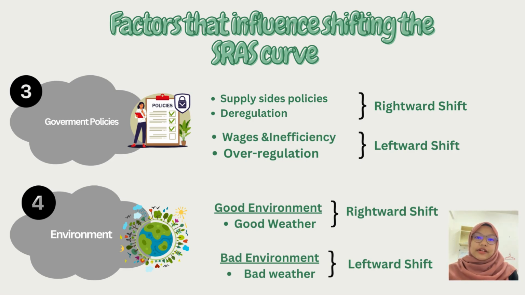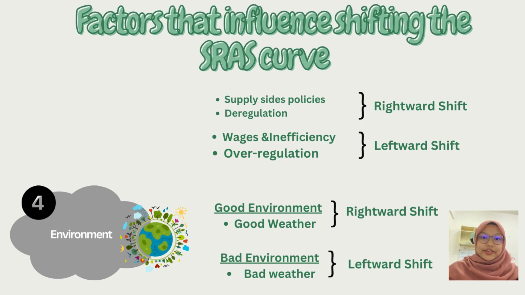And lastly is environment, a factor that shifts the aggregate supply curve. In this environment, there are two things: good environment and bad environment. An example of a good environment is good weather. When this happens, the curve will shift to the right. For a bad environment, such as bad weather or natural disaster, the curve will shift to the left.